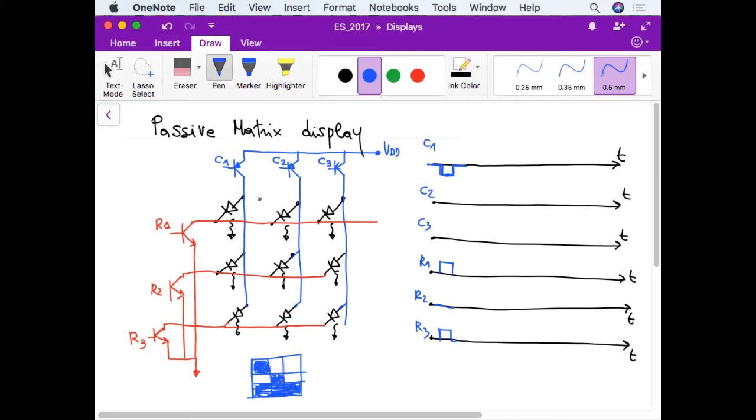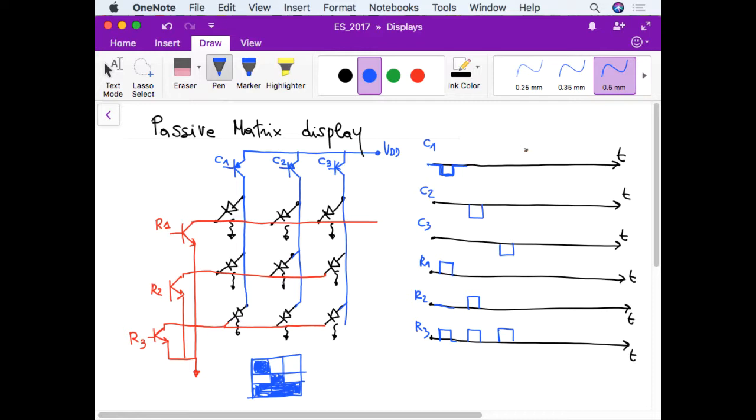Then we switch C1 off, and we can switch C2 on, and we need to turn on R2 and R3. So it is like this, R2 and R3. This is the second column, and in the third column we need to turn on only this last one. So we put C3 low, and then R3 high, and that's it. And then we start again. So we have to scan column by column.